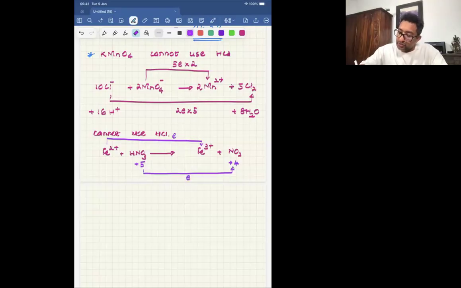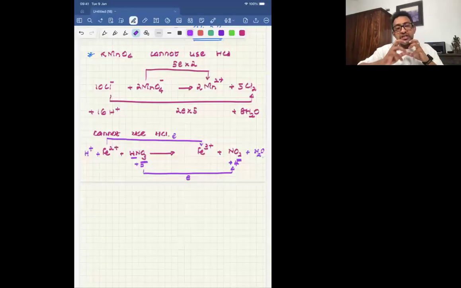So now you need to add one water molecule here, to balance oxygen. This side is 3, 2 plus 1 is 3, and this is 2H+. There's already H+ there, so you need to add 1 H+ here. So that reaction takes place.